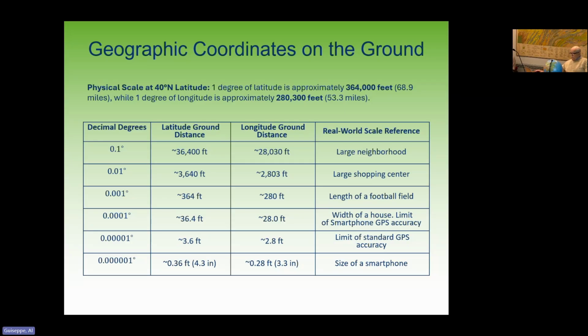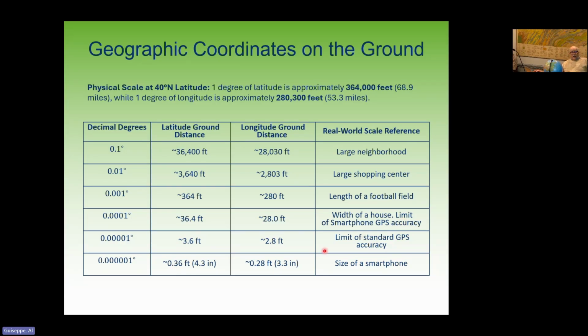1 decimal degree, you're looking at the size of a city. 2 decimal degrees, now a large shopping center. 3 decimal degrees, the length of a football field. 4 decimal degrees, the size of a house. And that is the limit for your phone. That's why Brock only has 4 decimal places. That's the limit, but it's the size of a house.